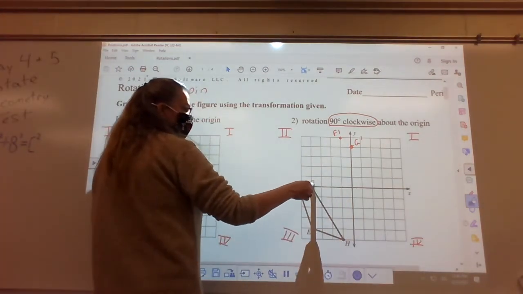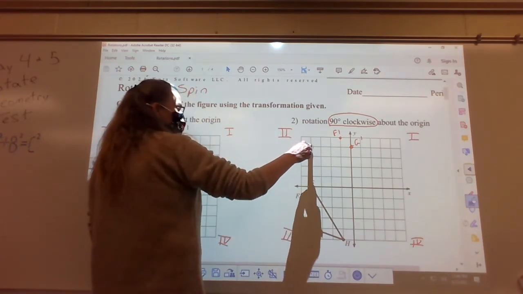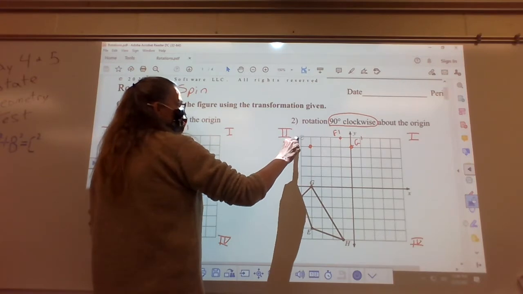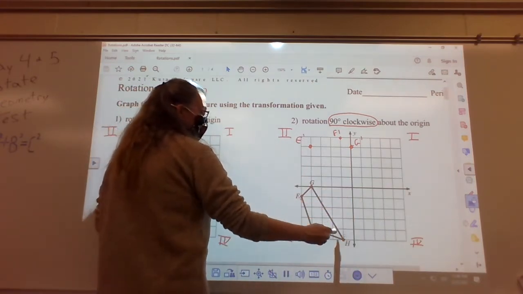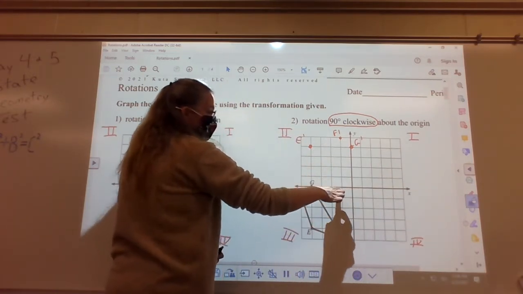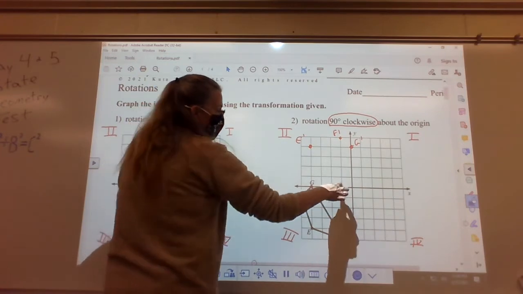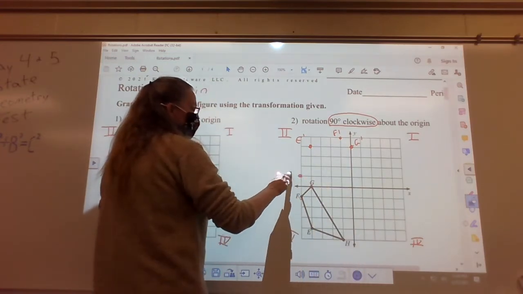E, 4, 4. Switching them is still 4, 4, but it spins up into here. So 4, 4. H, 1, 5. It was down here. It's going to spin into here. So now it's 5, 1. So that's my H.